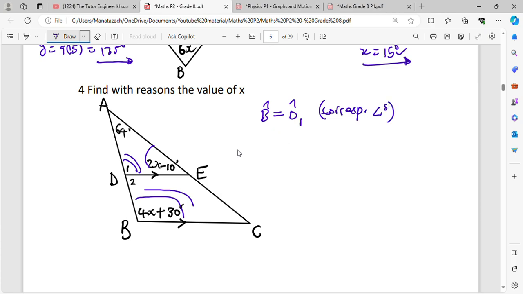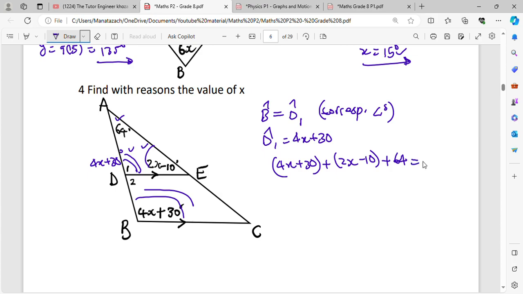Therefore, D1 is also equal to 4x plus 30. So you can write here 4x plus 30, that's angle D1. You must realize that if you sum this angle and that angle and that angle, they must give you 180 degrees. So 4x plus 30 plus 2x minus 10 plus 64 degrees will give us 180. The reason is the sum of the angles of a triangle is 180.